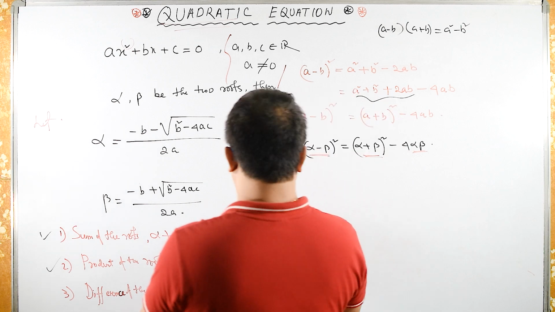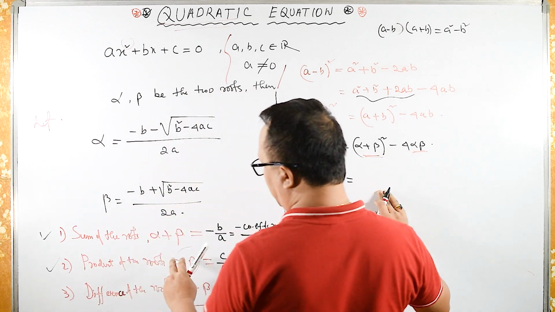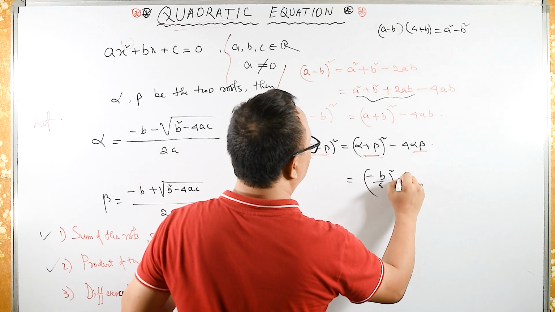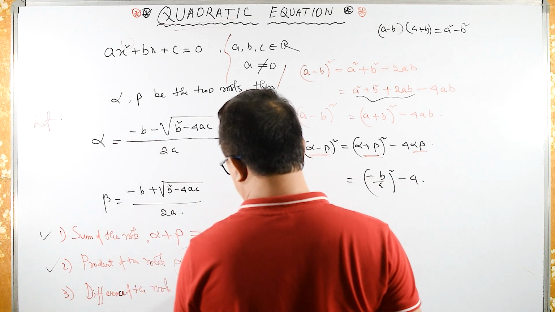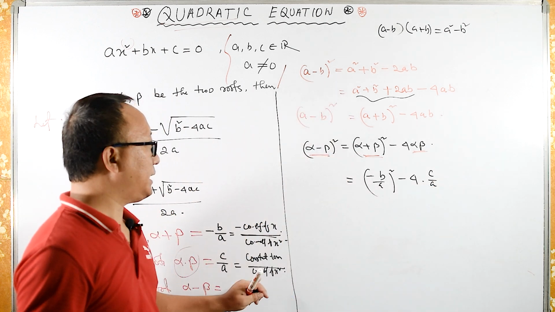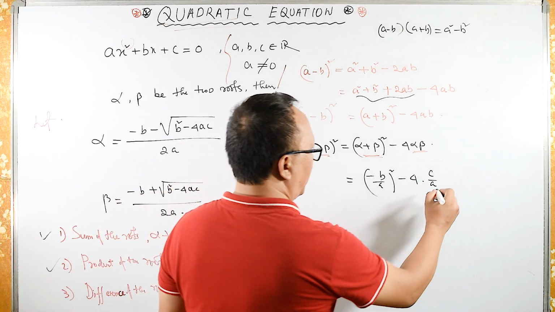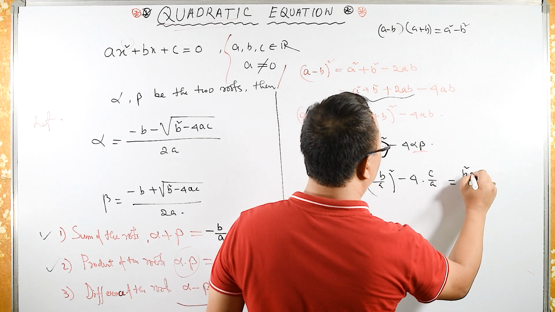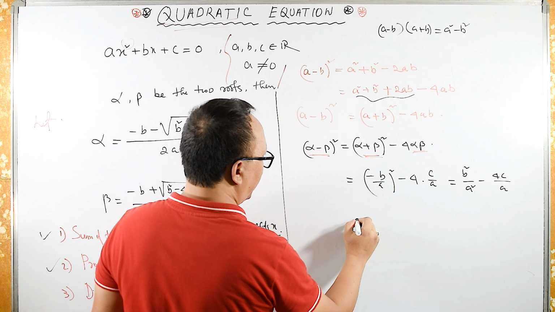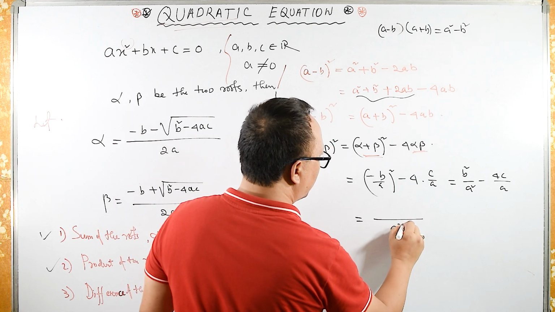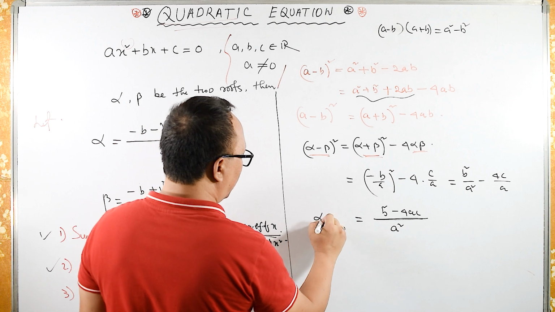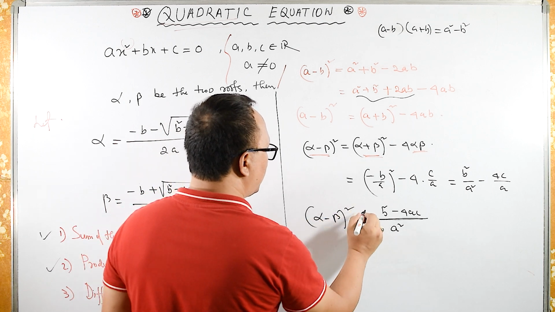So it is equal to, what is alpha plus beta? It is minus b by a, the whole square, minus 4 times alpha into beta, which is c by a. Thus I am substituting its value. It is equal to b square upon a square minus 4c upon a. So if I take LCM, we get b square minus 4ac upon a square, and on the left hand side we have alpha minus beta the whole square.